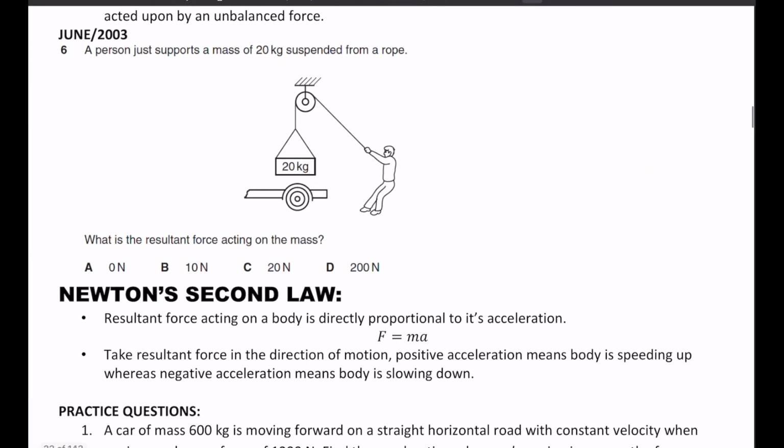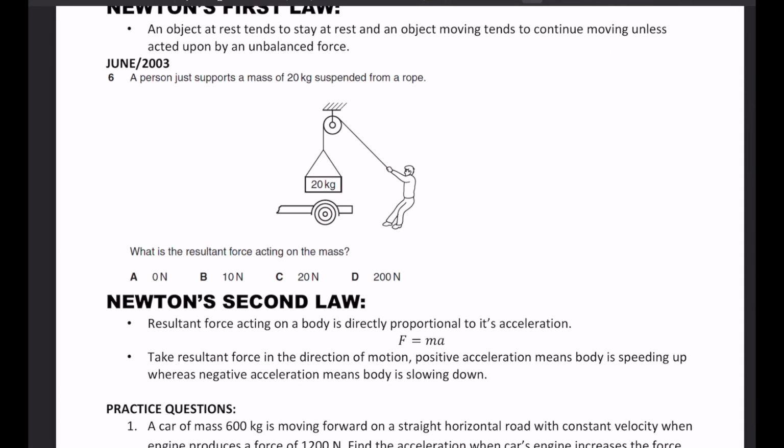Let's have a look at a few questions. For example, if you look at this MCQ, it says a person just supports a 20 kg mass suspended from a rope. What is the resulting force? So I know it's suspended, so it's not going up, it's not going down. That means that the forces are balanced. The downward force is 200 Newton, so the upward force must also be 200 Newton. Hence the answer to this question is going to be D.